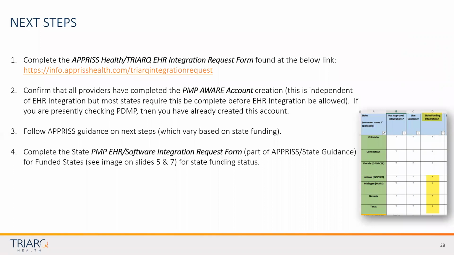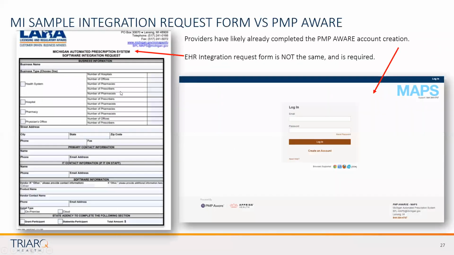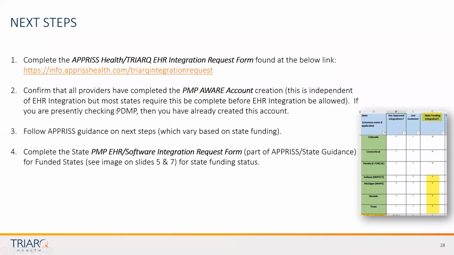I want to even say, one of my customers let me know Appriss might have a weekly onboarding webinar for folks who send them the EHR Integration Request form. I think there's a webinar. They kind of welcome you to the program and help you understand what next steps are. So that would be a good thing to attend. And then complete the state request form, part of Appriss state guidance for funded states. So that is what we just looked at here, right? They'll guide you towards this, but if this is required, obviously that would be the last step.